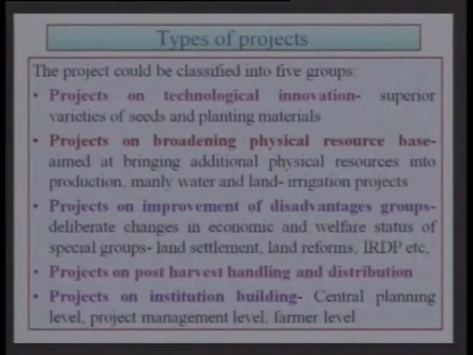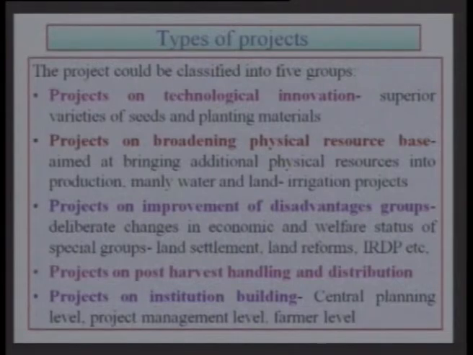So coming to the various types of projects which exist, they can be classified into 5 groups. One is the projects on technological innovations. Many times technological innovations take place, and that is converted and implemented in terms of a project. For example, superior varieties of seeds and planting materials. For this, we had the high yielding variety program during the 1960s, when the short duration and short dwarf varieties of rice and wheat came up. These were taken up as a project, and these are called projects on technological innovations.